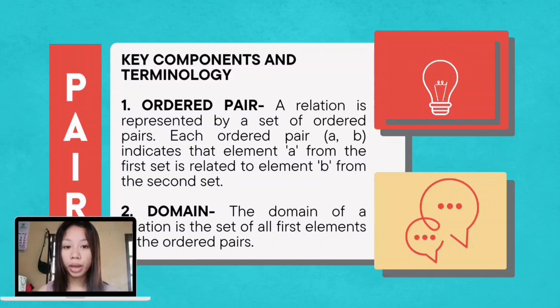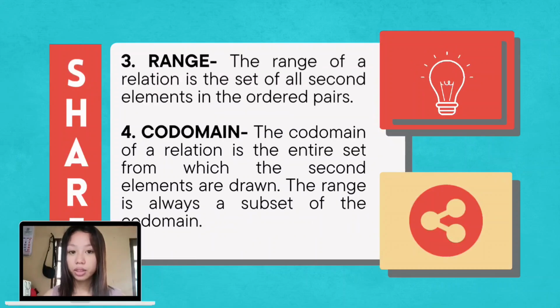Second, domain. The domain of a relation is the set of all first elements in ordered pairs. Third, range. The range of a relation is the set of all second elements in the ordered pairs. Fourth, codomain. The codomain of a relation is the entire set from which the second elements are drawn. The range is always a subset of the codomain.